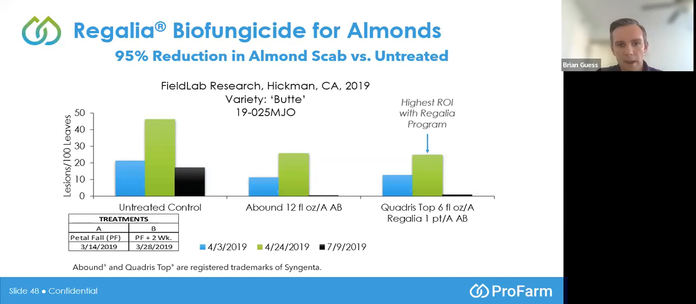We did a Bumper treatment at 12 fluid ounces, both treatments. And then we did a Quadris Top at 6 fluid ounces mixed in with Regalia at 1 pint per acre on both treatments. So this would be a tank mix example of how you can use Regalia. We see substantially even control with the Bumper, and it had a higher ROI when you looked at the costs of each product side by side.